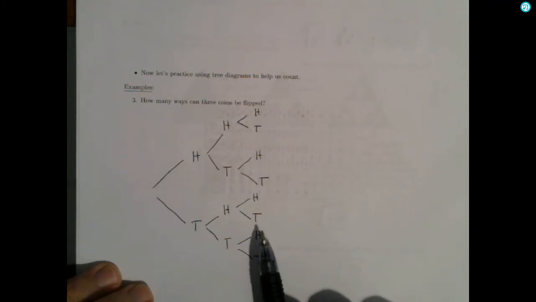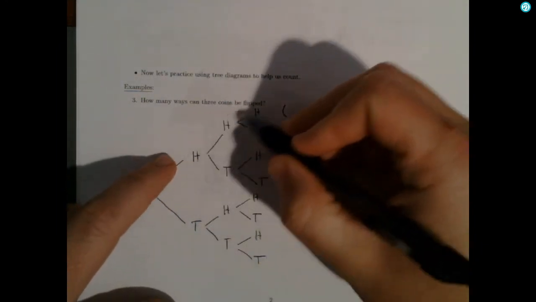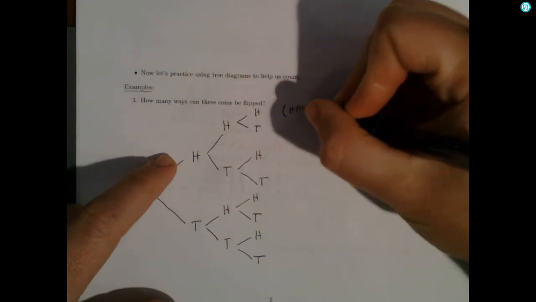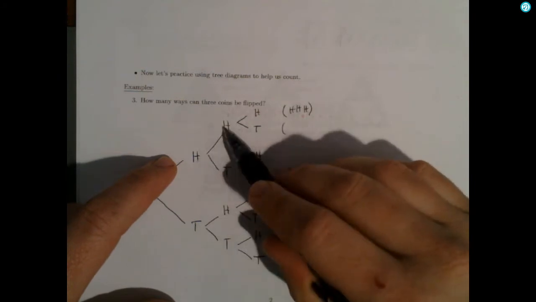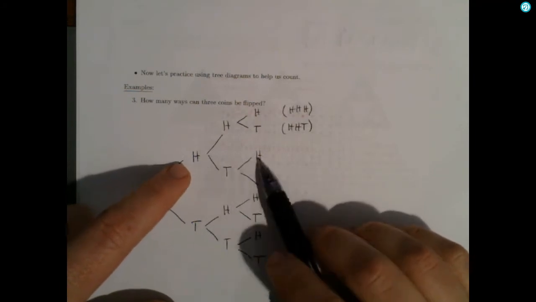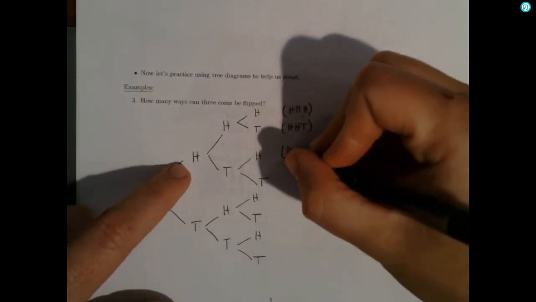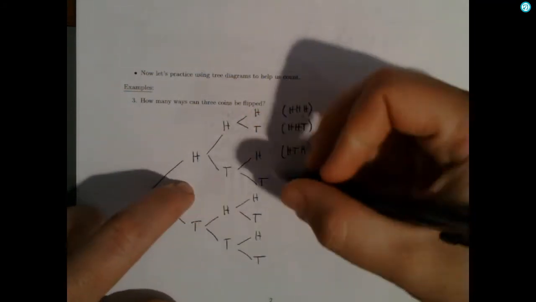Now, the last column here in our tree diagram gives us the number of ways that the coins can be flipped, right? This first one represents the outcome heads, heads, heads. This second one represents the outcome heads, heads, tails. This third one represents heads, tails, heads, and so forth, right? Heads, tails, tails.